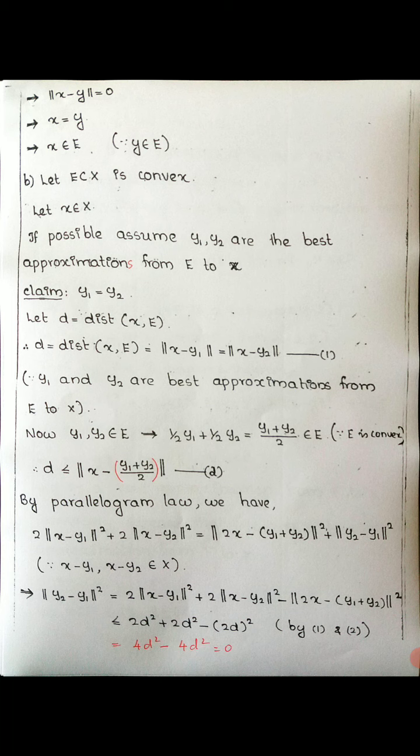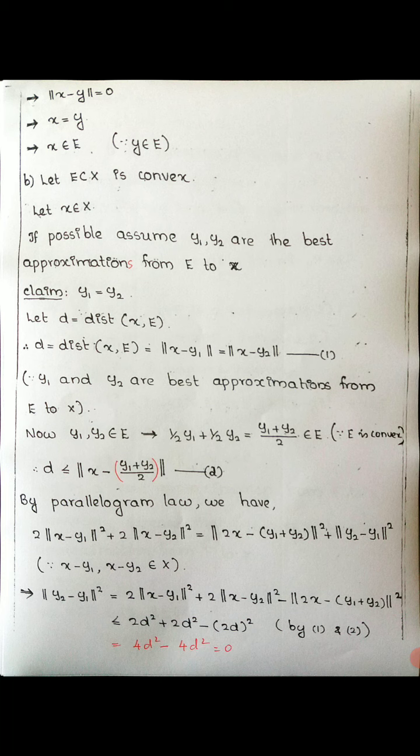Now coming to the proof of part B. What is given in the statement? E is convex. Of course, E subset of X, which is a convex set. Taking an element x in X, if possible, assume there are two best approximations.